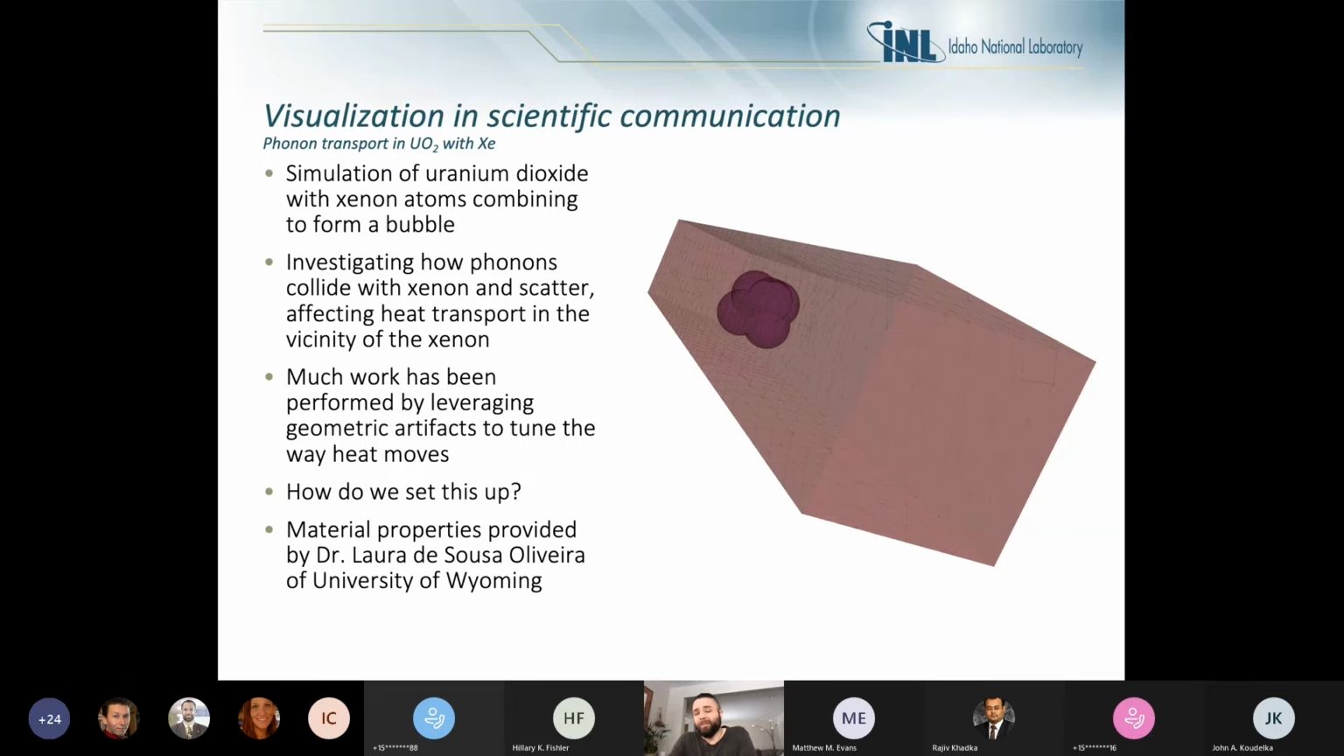The material properties for the xenon and the UO2, my friend Dr. Laura Oliveira at U Wyoming gave me all these material properties, the DFT and the molecular dynamics that I mentioned earlier. She and her group do a lot of that work, and so we work together to get these properties.